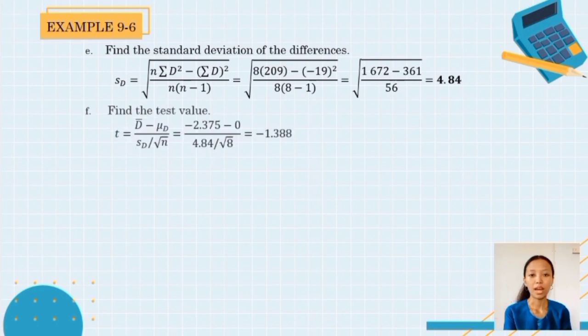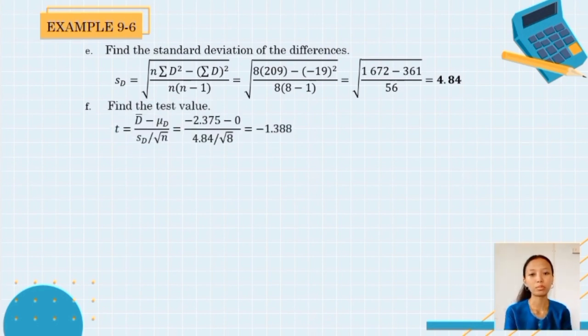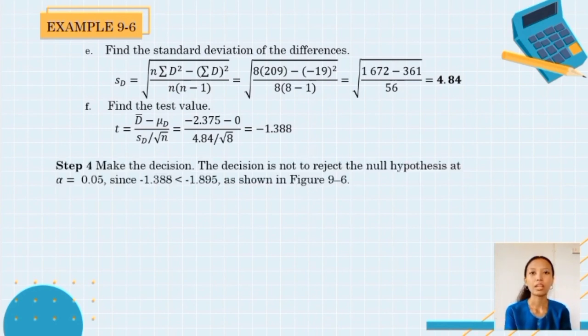The last step to find the test value is to use the formula for finding the test value. T equals D bar minus mu sub D over S sub D divided by the square root of N. We are going to substitute the value for D bar, which is negative 2.375, and mu sub D equals 0, over our S sub D, which is 4.84, divided by the square root of N, which is 8. And that results to negative 1.388.